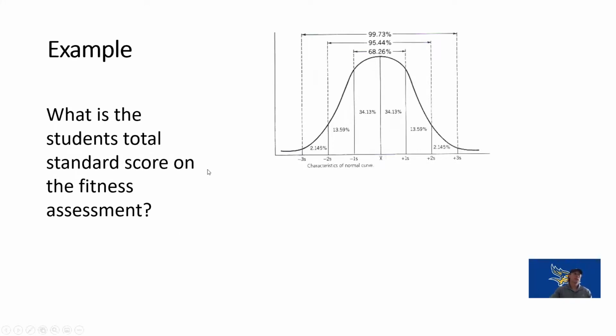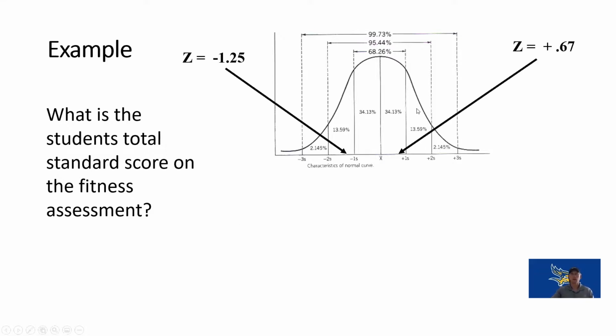So here's an example. Okay, what is the student's total score on the fitness assessment? Remember back from our earlier assessments with the pacer and the push-ups. If we add those z-scores together, this gives us a total score of negative 0.58. So this student scored in total, using all of the tests, about 0.58 standard deviations below the mean. So this individual was below average when it came to total fitness compared to the group.